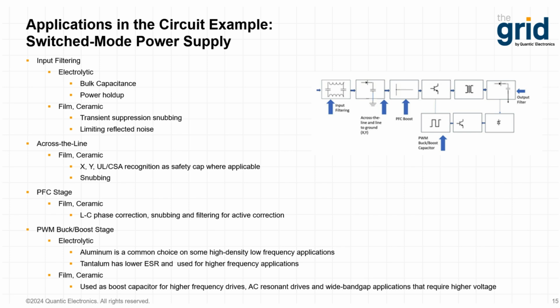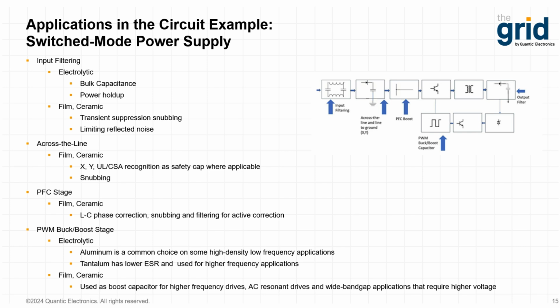In the chopper part of the circuit, or the PWM section, electrolytic capacitors are often employed as a boost capacitor due to their high density. If temperature or higher switching frequencies are used, tantalum should be considered due to its higher temperature withstanding ability and its lower ESR.